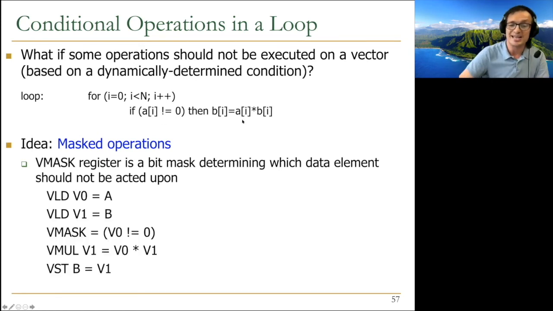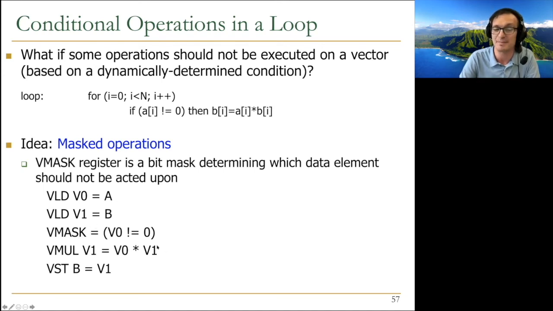So you can code this nicely. And this is the code, basically. So you can load array A into vector register 0, like we have seen earlier, array B into vector register 1, and then set the mask register by checking each element of vector 0 and checking if it's not equal to 0. If it's not equal to 0, the bit in the mask register will be 1. And then we do the multiplication. So basically, this multiplication is done only on elements where the mask register is set to 1.